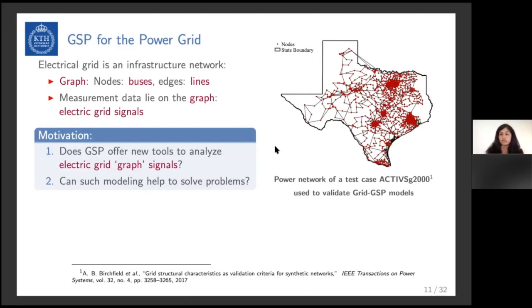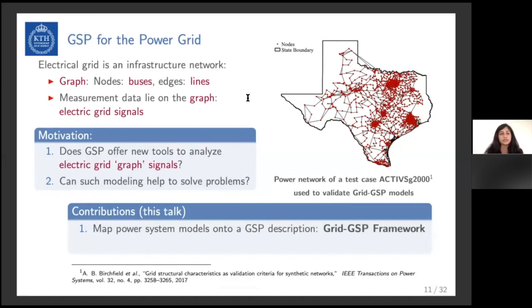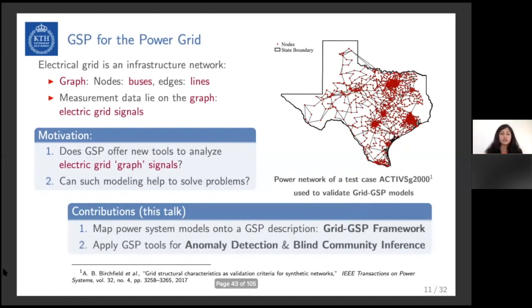The figure here shows the power network of a test case called ACTIVSg2000, which we are using to validate some of our modeling. This is a synthetic test case developed for the state of Texas, just to mimic the grid of Texas in the US. In this talk, what we are going to discuss is how we map our system models onto a GSP description, thereby getting a grid GSP framework, and how we can apply these GSP tools for anomaly detection and blind community inference.